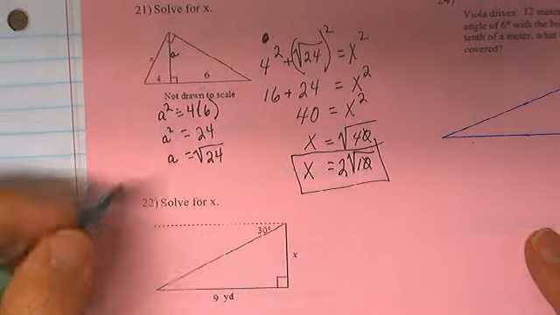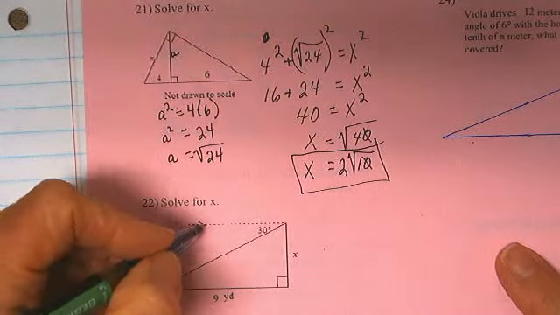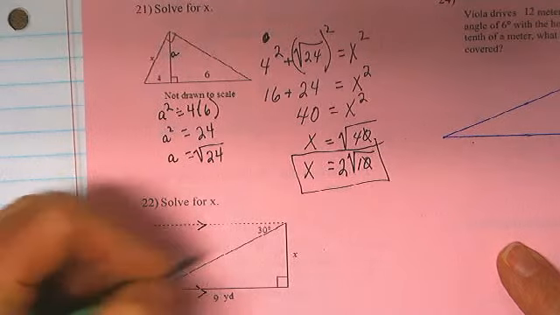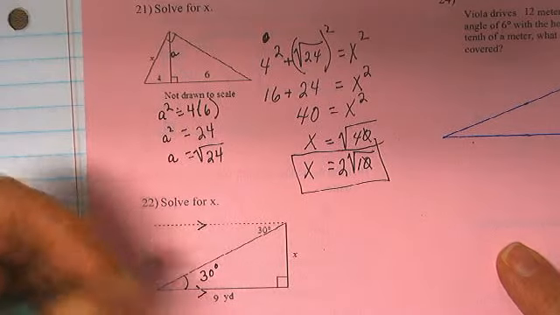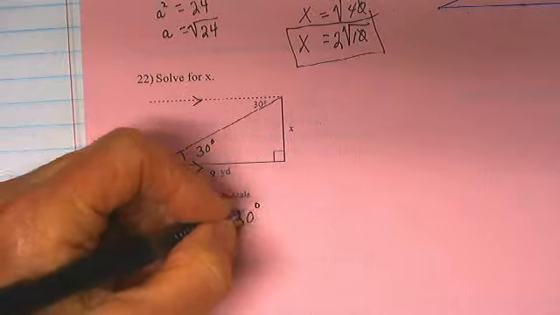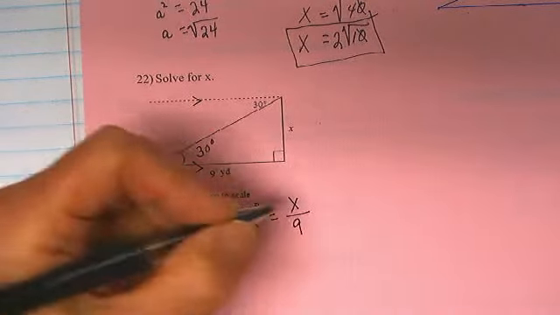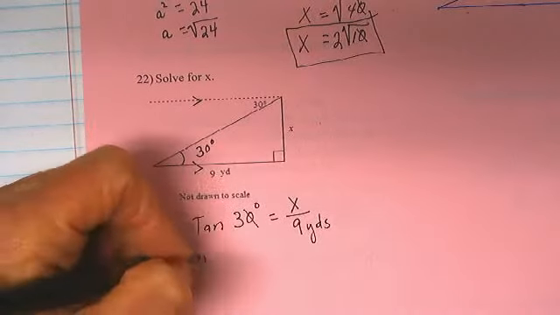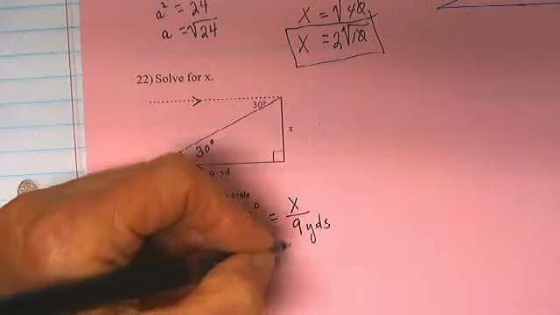Solve for x. We know the angle of depression is 30 degrees. Parallel lines cut by a transversal, so this is also 30 degrees. I know that the tangent of 30 degrees is x over 9 yards. So 9 times the tangent of 30 degrees is equal to x.